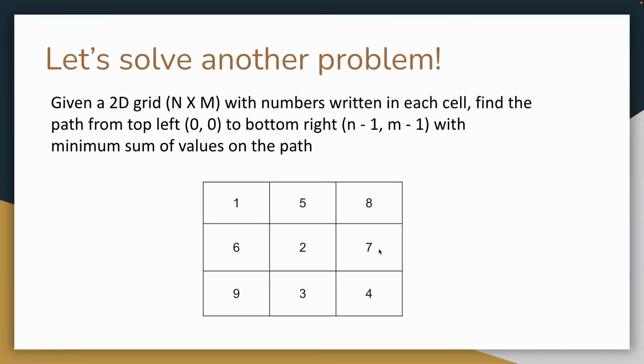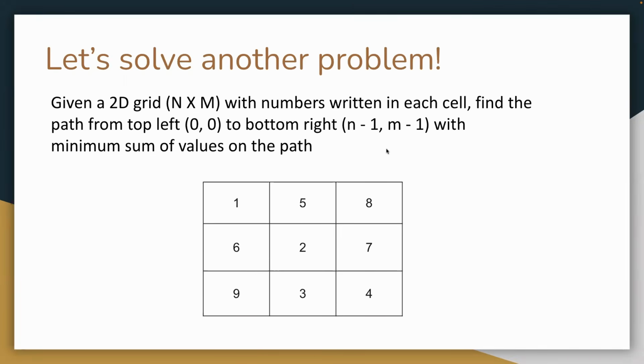and let's solve another problem. Spend around 20 seconds reading this problem. So you have a grid of n cross m. Here n is equal to 3 and m is also equal to 3. You have to start from the top left and go to the bottom right. You have to choose a path such that the value is minimized.